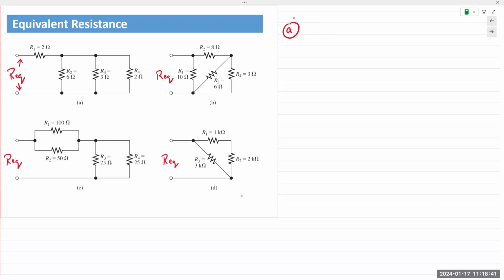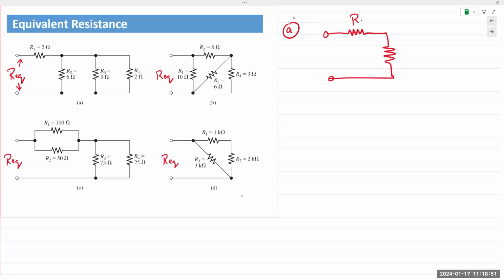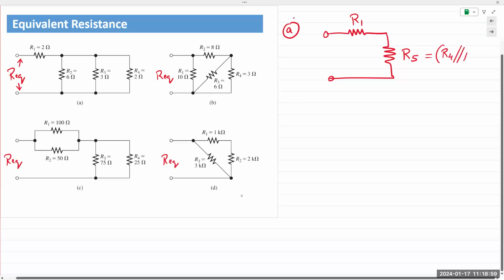So as a first step, what I can do is, this is R1, and I'm going to call this R5. R5 is simply the parallel combination of R4, R3, and R2. Okay, R4, R3, and R2.